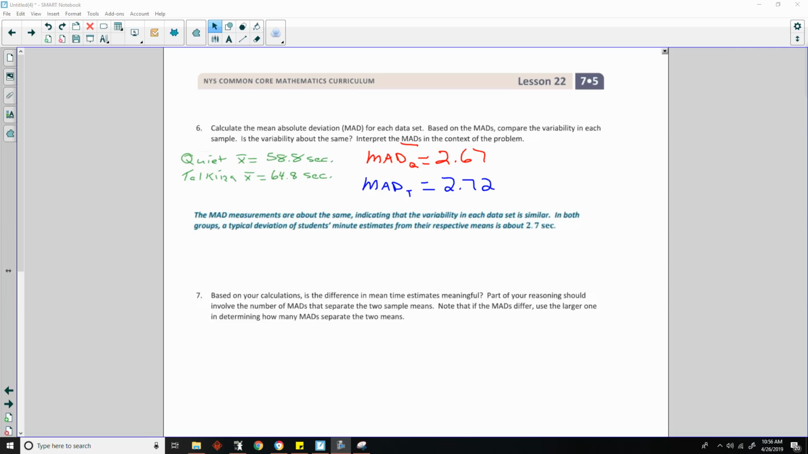So number 7 says, based on your calculations, is the difference in mean times estimates meaningful? Part of your reasoning should involve the number of MADs that separate the 2 sample means. Note that if the MADs differ, use the larger one in determining how many MADs separate the 2 means. Okay, so if the MADs differ, they do, use the larger one. So I'm going to use this mean absolute deviation, 2.72. Okay? How many of those MADs separate the two sample means?